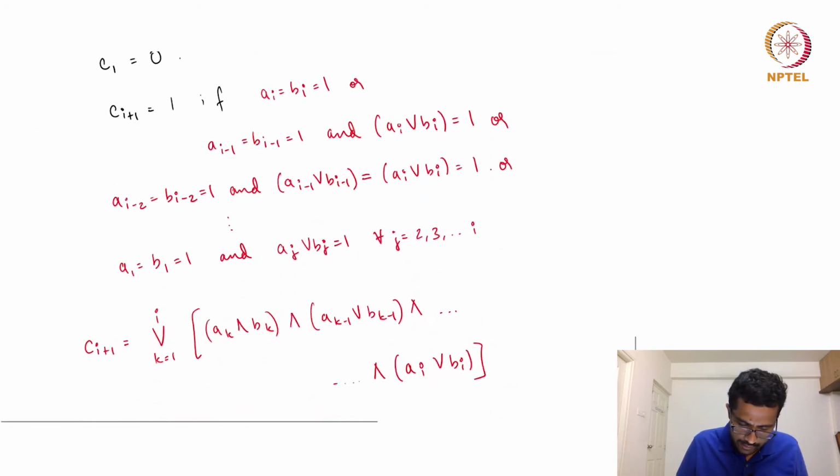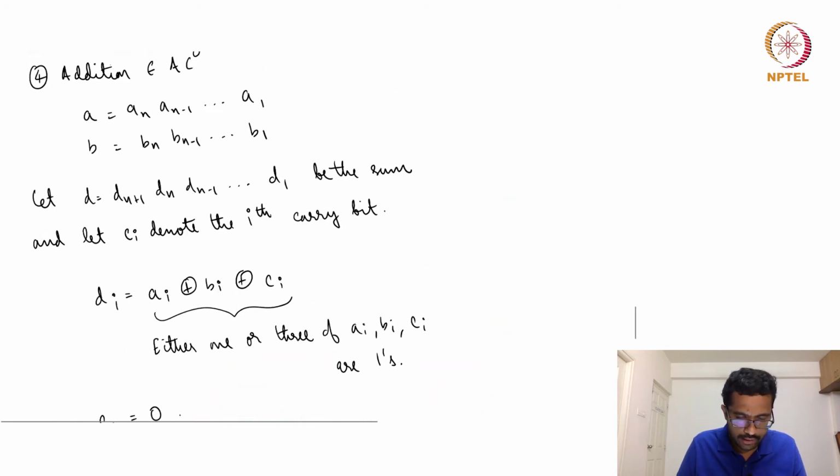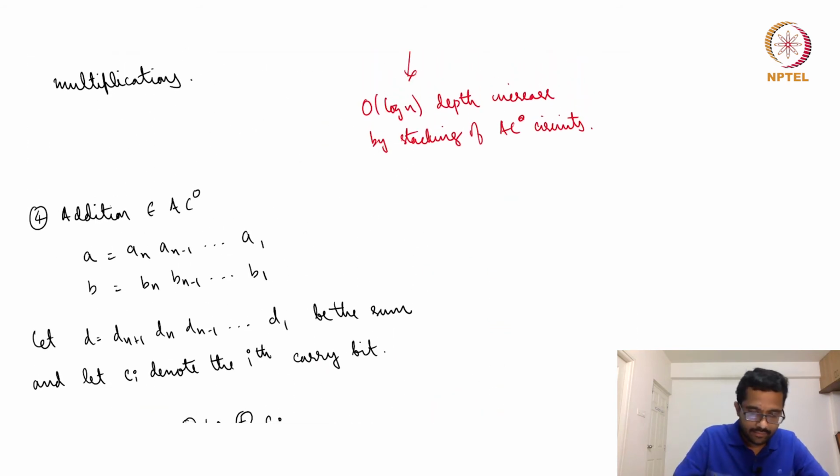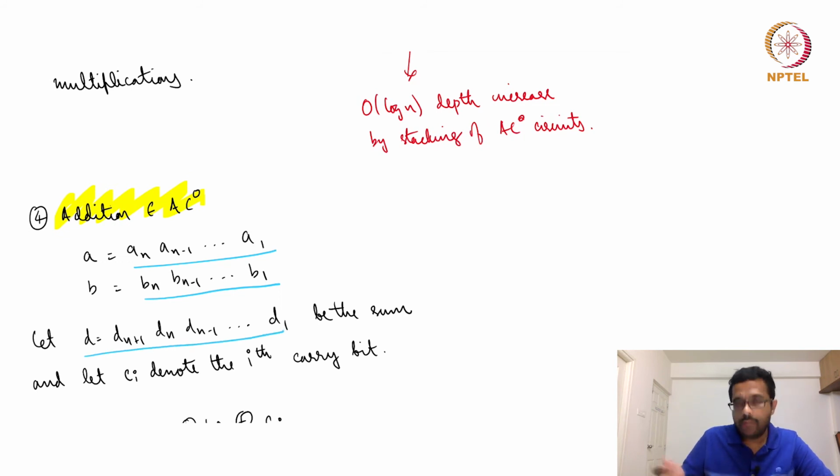And finally, I just want to take up one more language or operation, which is addition, and we will show that addition of two n-bit numbers is in AC0. So why is that the case? Let a and b be the two n-bit numbers, a_n, a_(n-1) up to a_1, and b_n, b_(n-1) up to b_1. Let the sum be denoted by d. The sum could have one more bit, but it cannot have more than one extra bit. So let it be d_(n+1), d_n, ..., d_1.